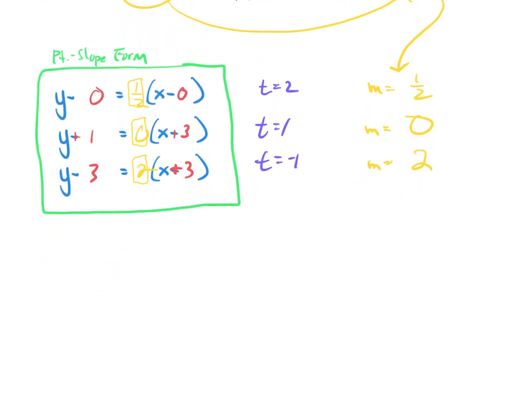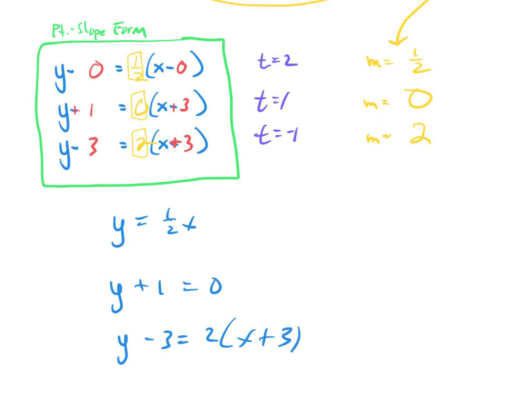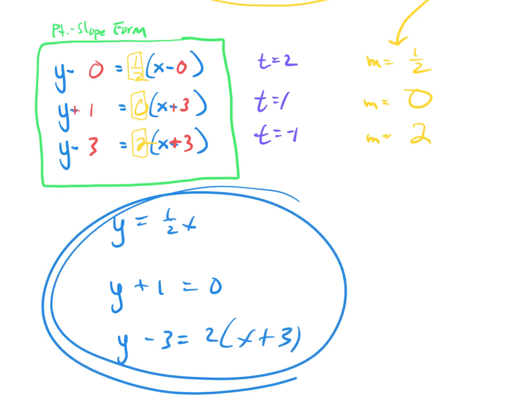You could stop there, but we're in high school now, so we're going to simplify this. This simplifies to just y equals 1 half x, y plus 1 equals 0, and y minus 3 equals 2 times (x plus 3). You don't have to get any fancier than that. Final answer.